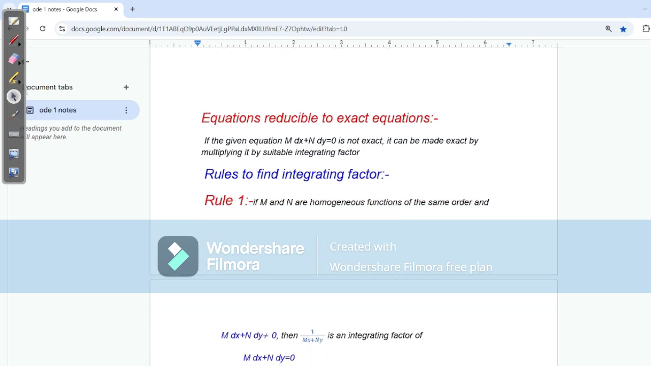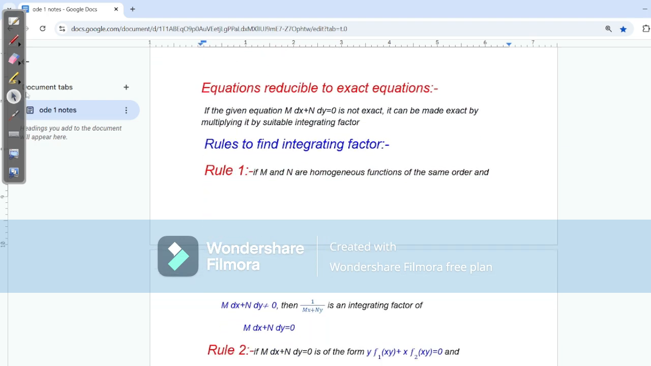Equations reducible to exact equation form. There are 5 rules so that you can understand it clearly. If the given differential equation M dx plus N dy is equal to 0 is non-exact, it can be made exact by multiplying it by a suitable integrating factor. If M and N are homogeneous functions of the same order and Mx plus Ny is not equal to 0, then 1 by Mx plus Ny is an integrating factor of M dx plus N dy.